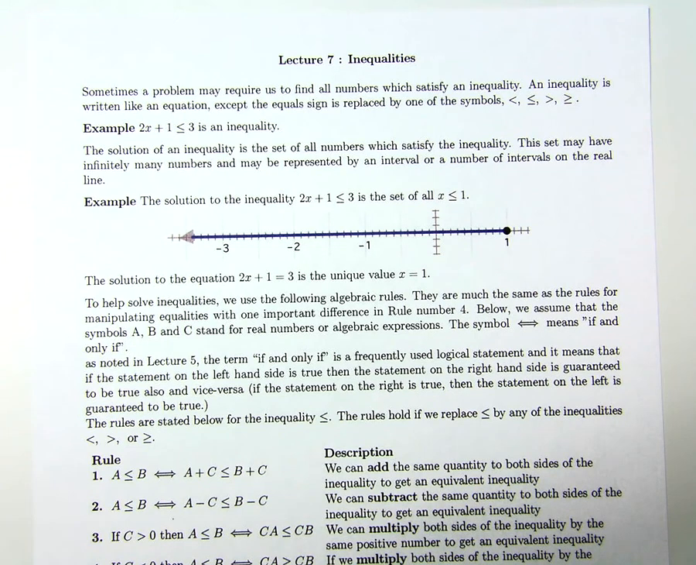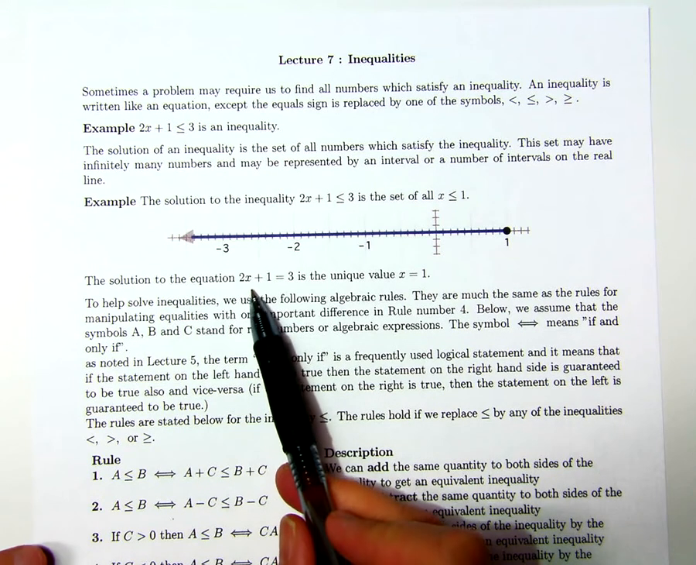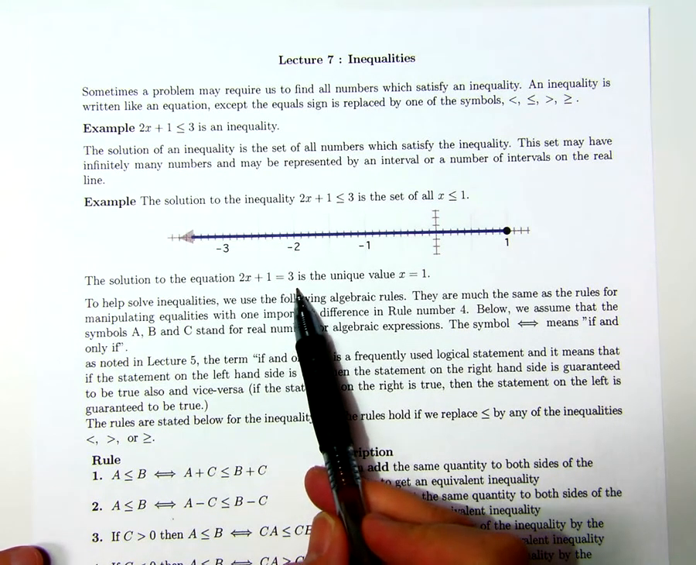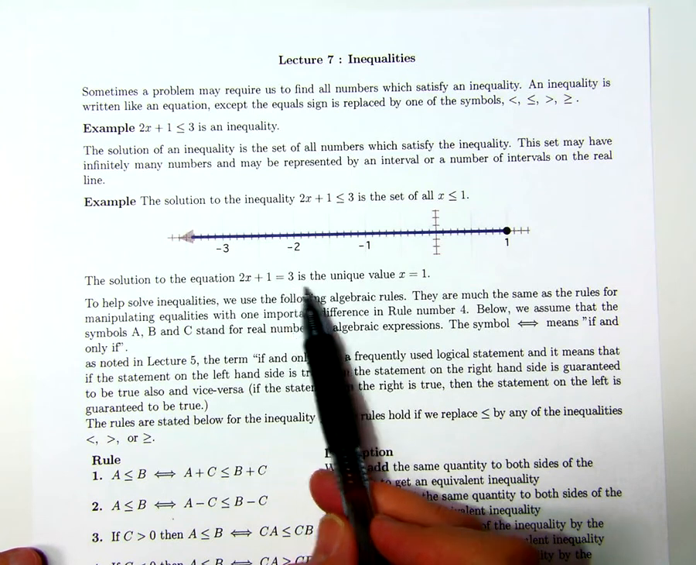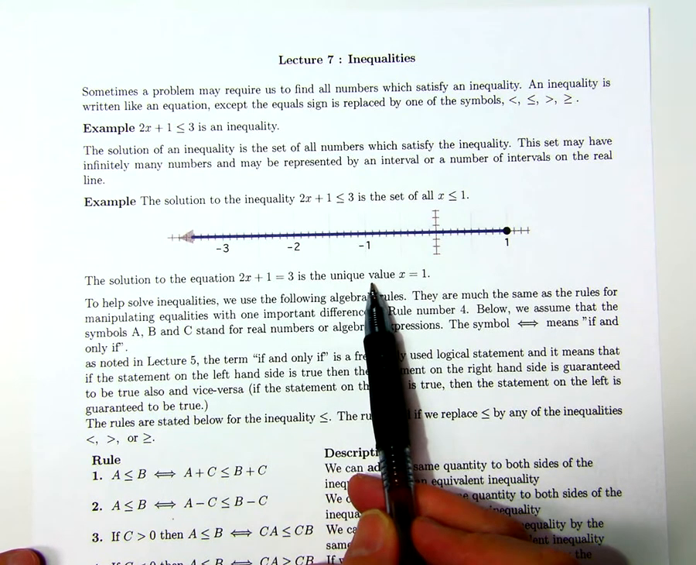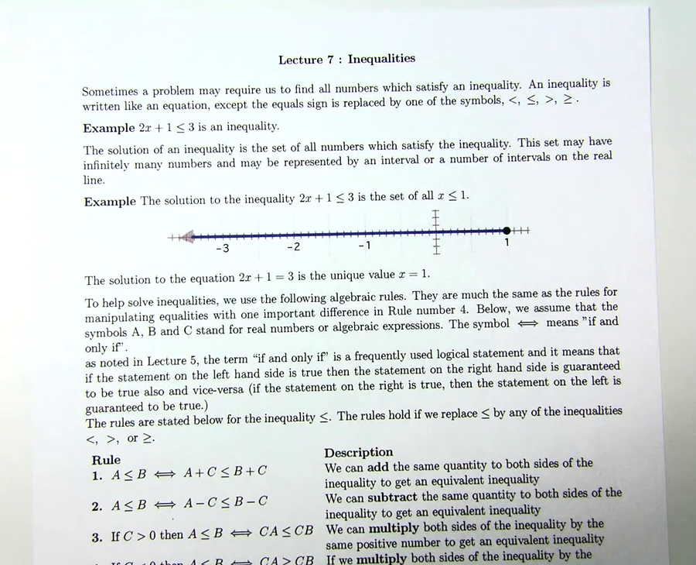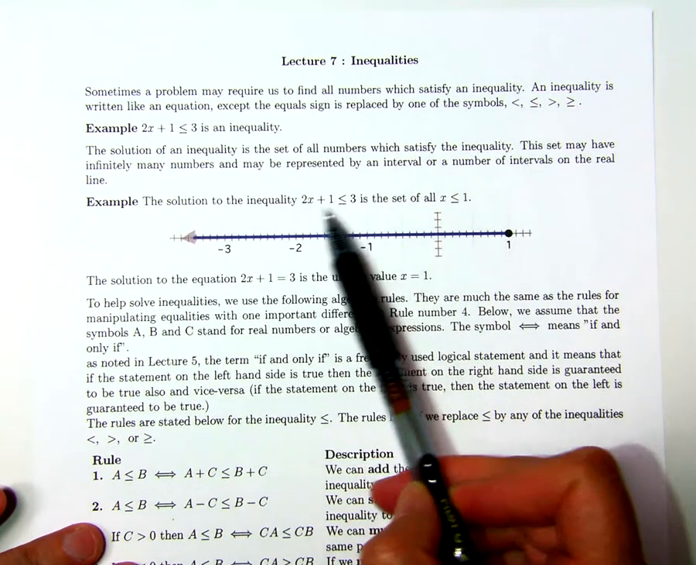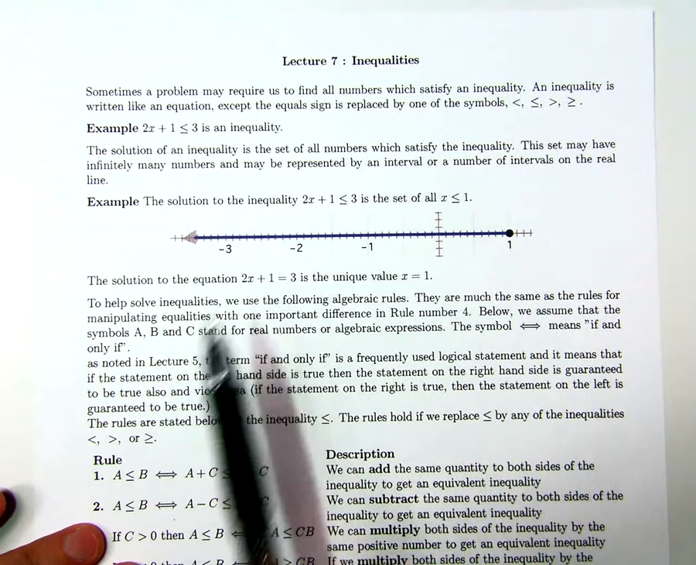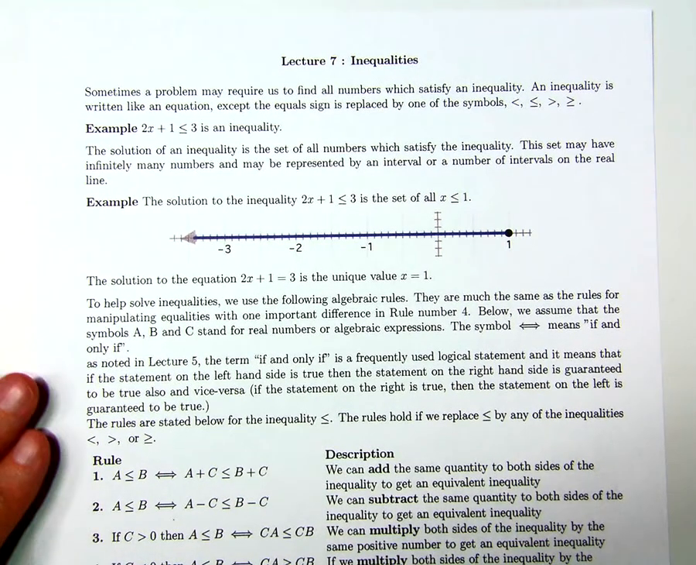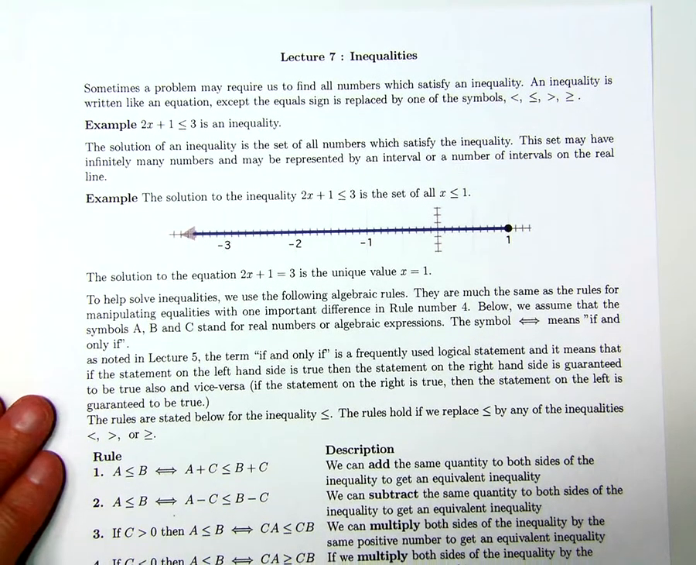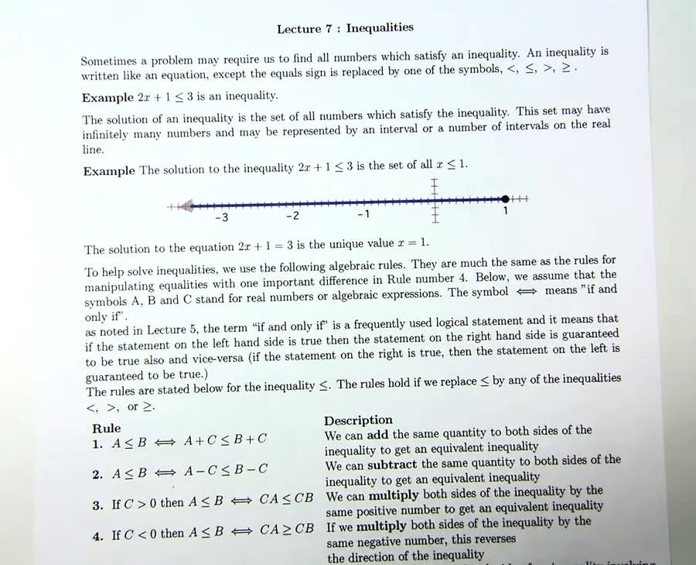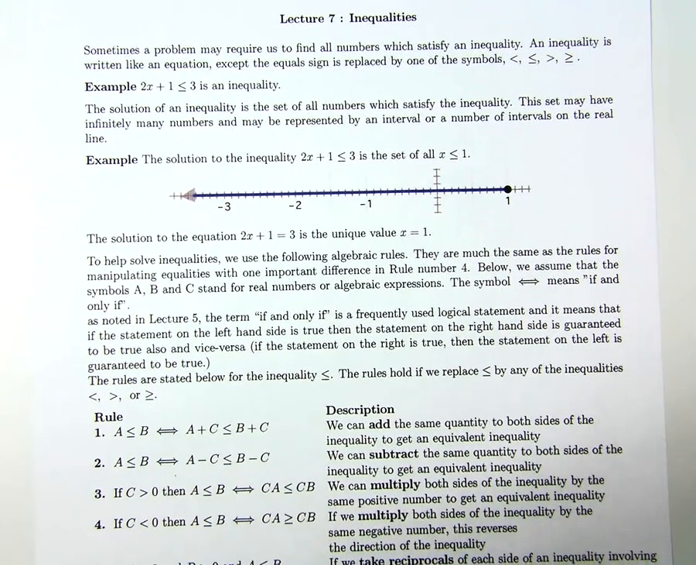On the other hand, the solution to the equation 2x plus 1 equals 3 is just the unique value x equals 1. So there's a difference between the solution to this inequality and the solution to the equation, which looks very similar but is a very different kettle of fish.